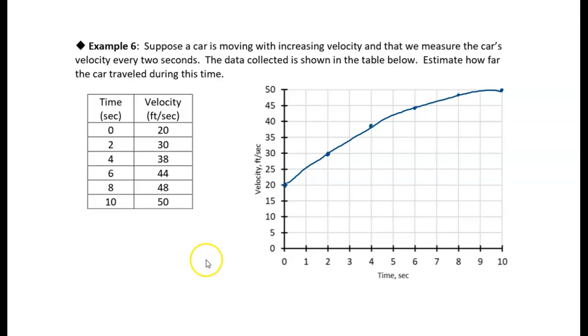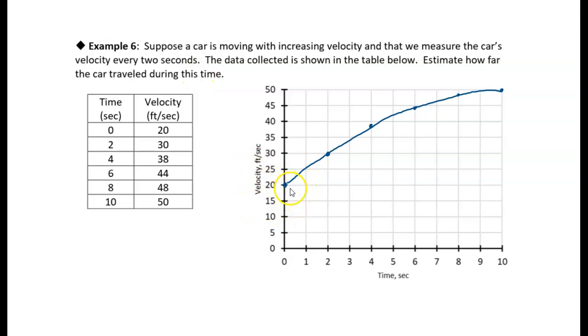Now, to estimate the distance traveled, right? Now, we know that the distance is the area under the velocity curve. But in this case, it's an actual curve, right? It's not made up of horizontal line segments the way our other curves have been. But we could estimate using horizontal line segments. And that's what I'm going to show you. These are called Riemann sums.